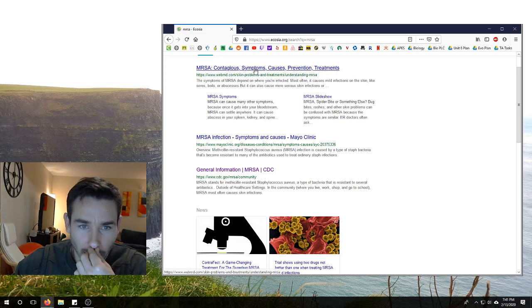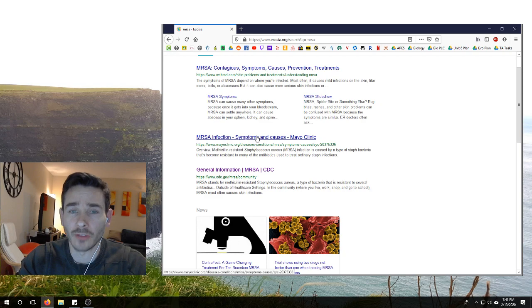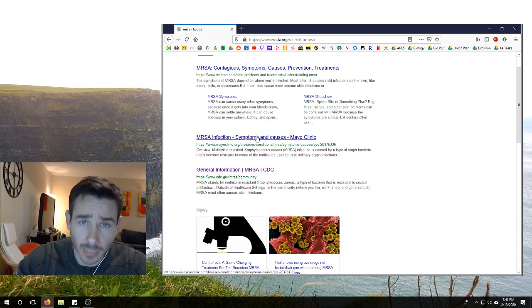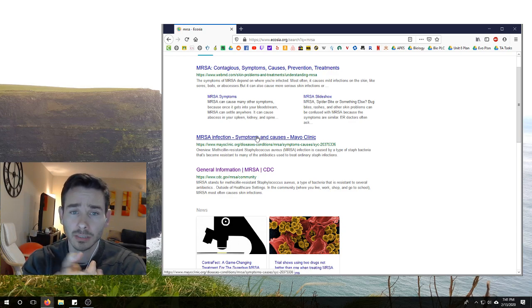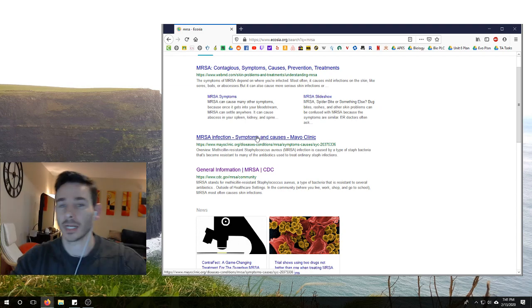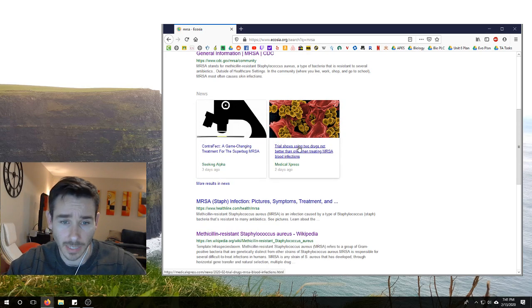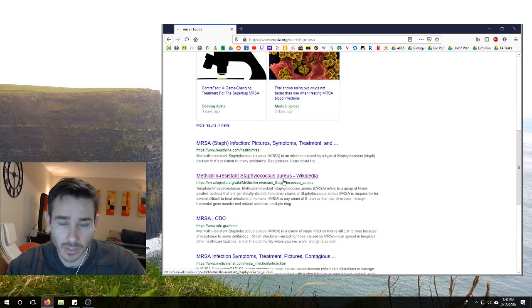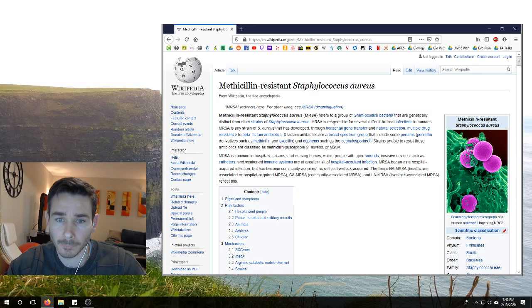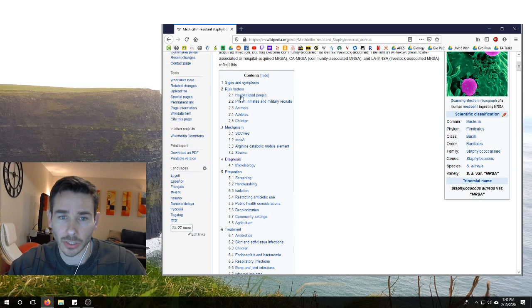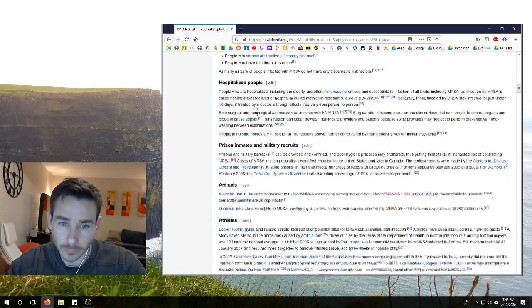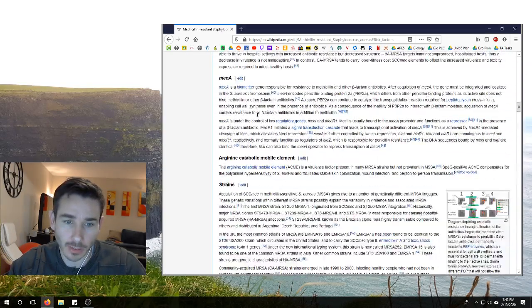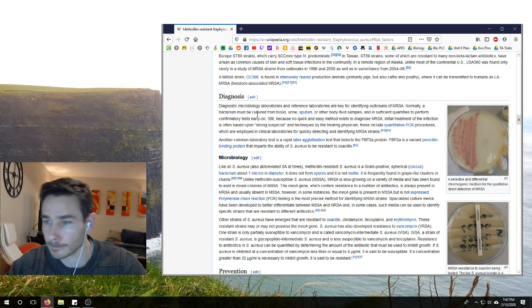But MRSA is essentially a type of bacteria that has become very resistant to antibiotics. It used to be called methicillin resistant because it became resistant to methicillin, but then all of a sudden it became resistant to more things. So MRSA is a type of bacteria that is resistant to a lot of different antibiotics. You can see the Wikipedia article is methicillin resistant. It has a lot of problems if you get it, because it's tough to treat, as our medicines don't really work against it.